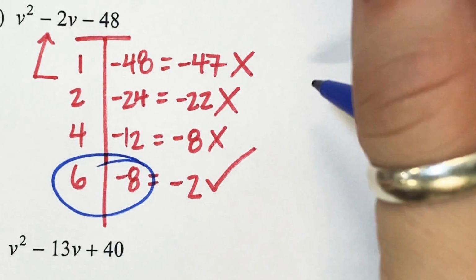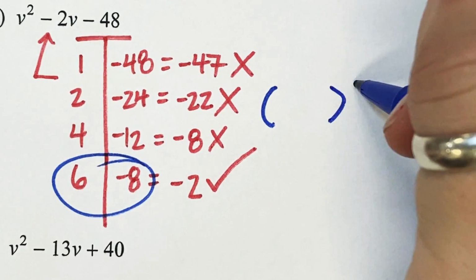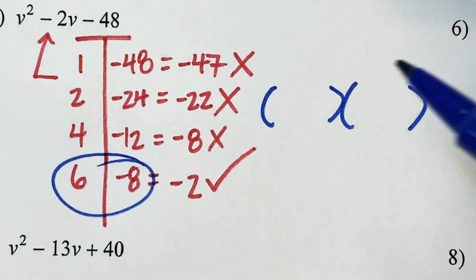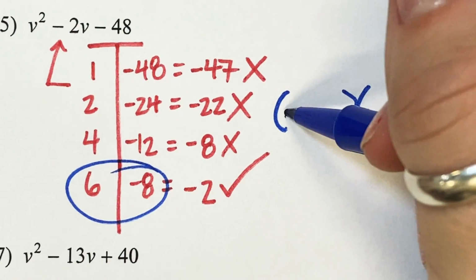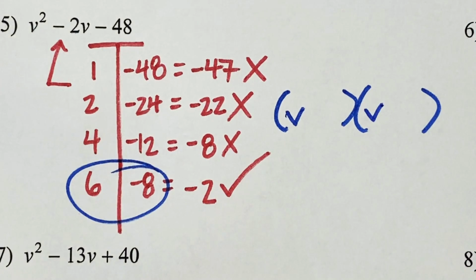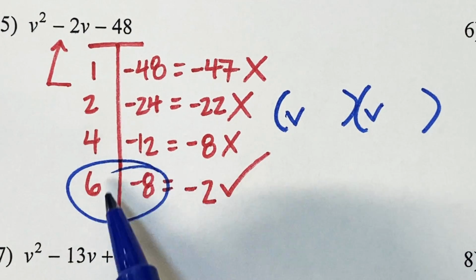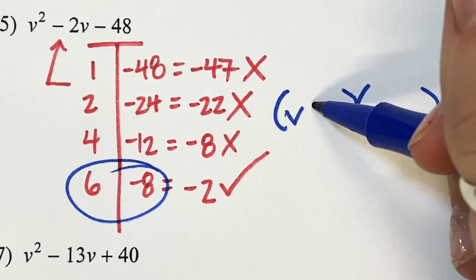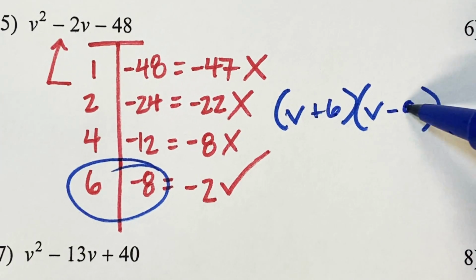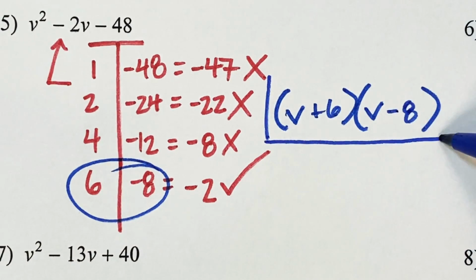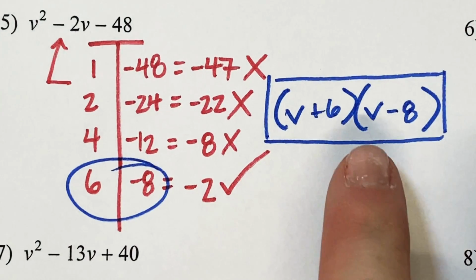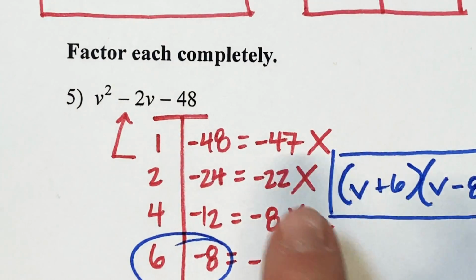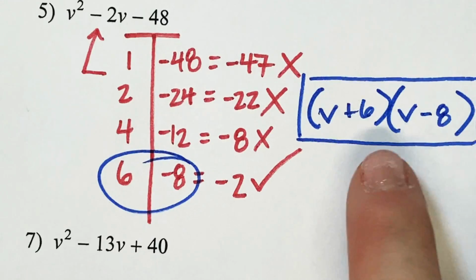Okay, so once we've found the one that added to -2, all we need to do is rewrite it in our parentheses, just like they looked before we FOILed them. Put your variable in the front of both of these, so our variable is v this time. And then put your numbers that we found inside. So this was a +6 and a -8. And there is our answer. We factored it. Okay, we untied the shoe. We went from a quadratic now to two binomials.